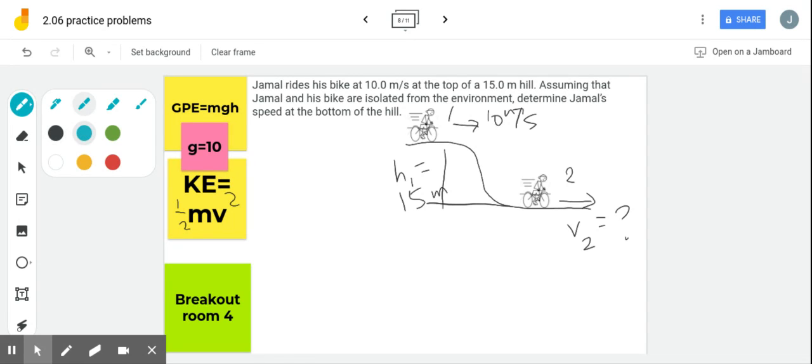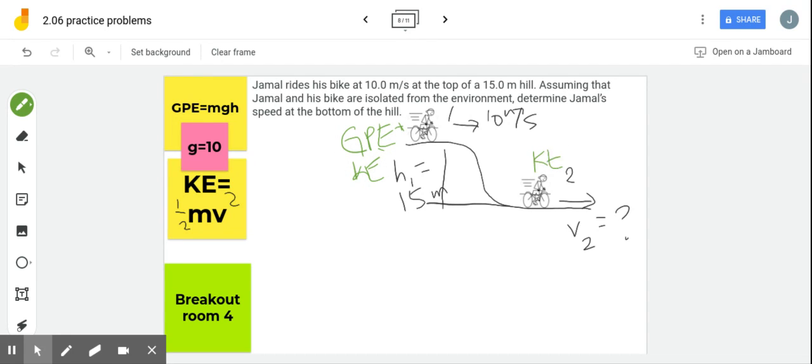So first things first, let's label the types of energy. We've got GPE and KE at the top, and we've got KE at the bottom. So that means that all his GPE that he has at the top gets converted to kinetic energy at the bottom, which means he should be going faster at the bottom than he is at the top.